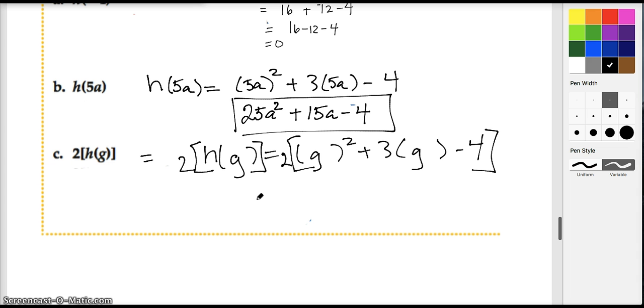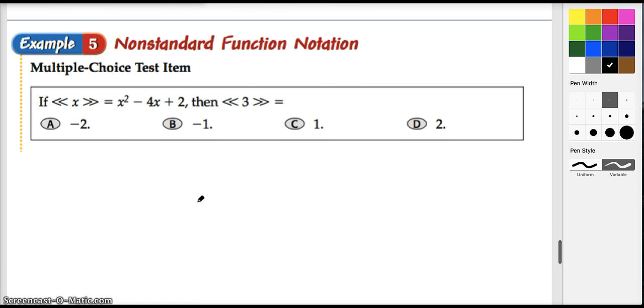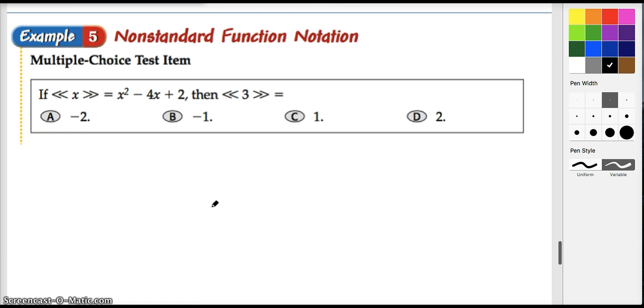Now I'm going to use a little distributive property. I get 2g squared plus 2 times 3, 6g minus 8. And now I've calculated 2 times h of g. And finally, we've got a non-standard function notation.